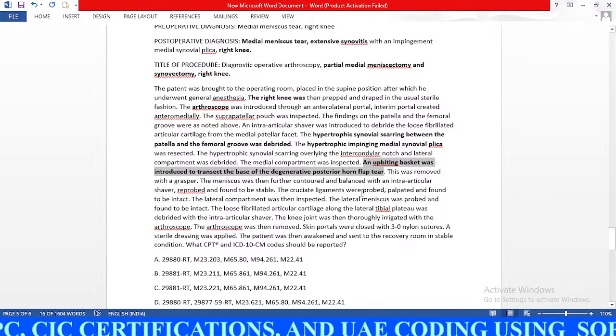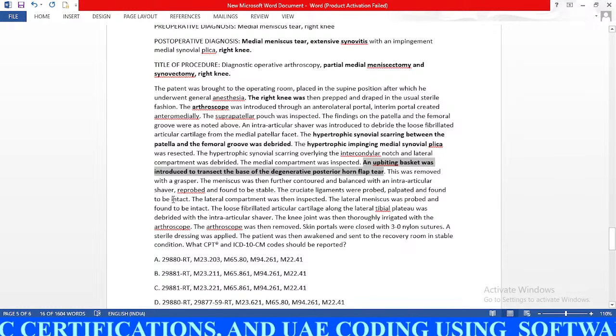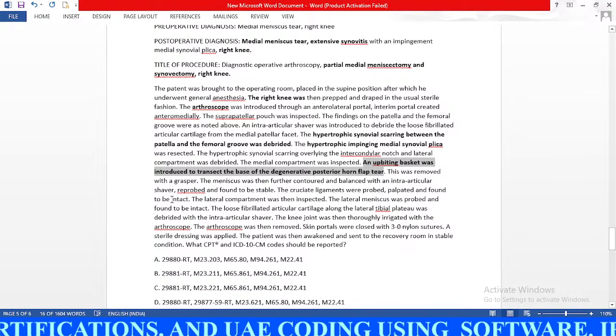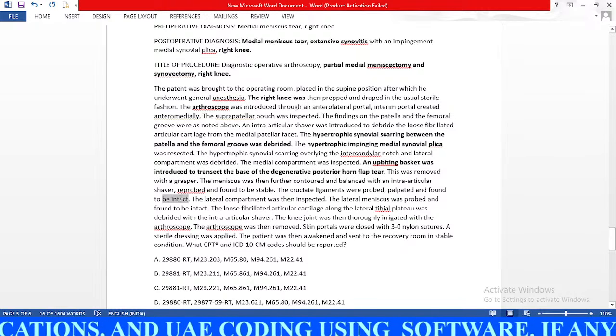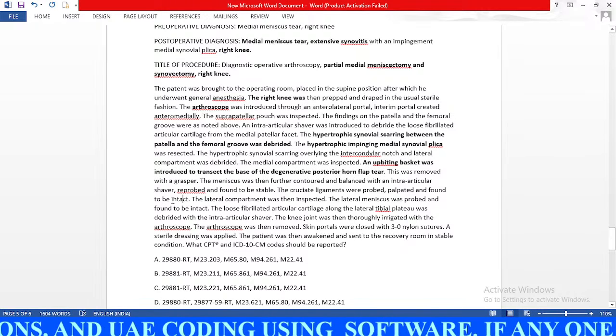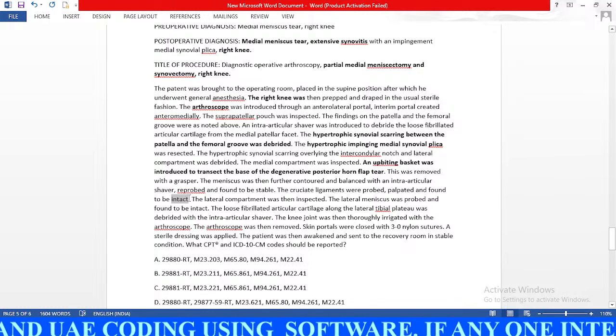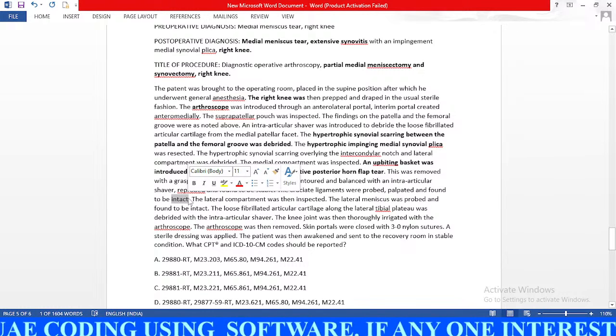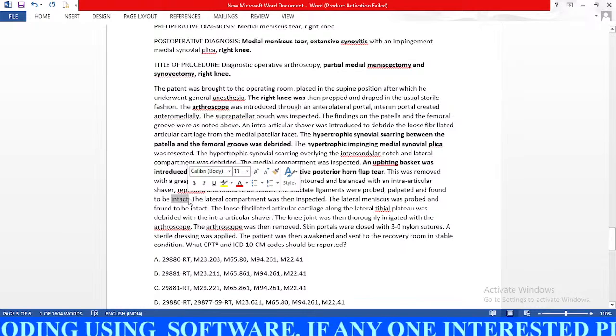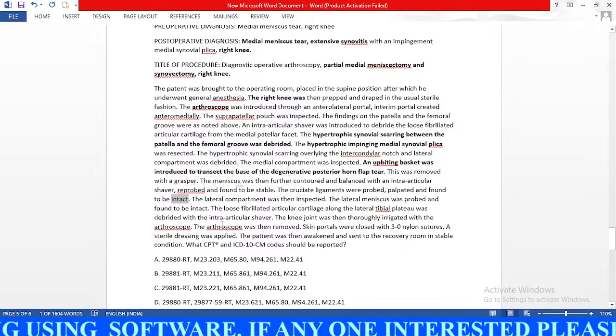The cruciate ligaments were probed, palpated and found to be intact. So basically you need to understand, whenever you see "intact" in an arthroscopy report, it means those are in good position. There is no problem with those. So you need to remember that keyword. Intact means there is no problem. They are in good position.